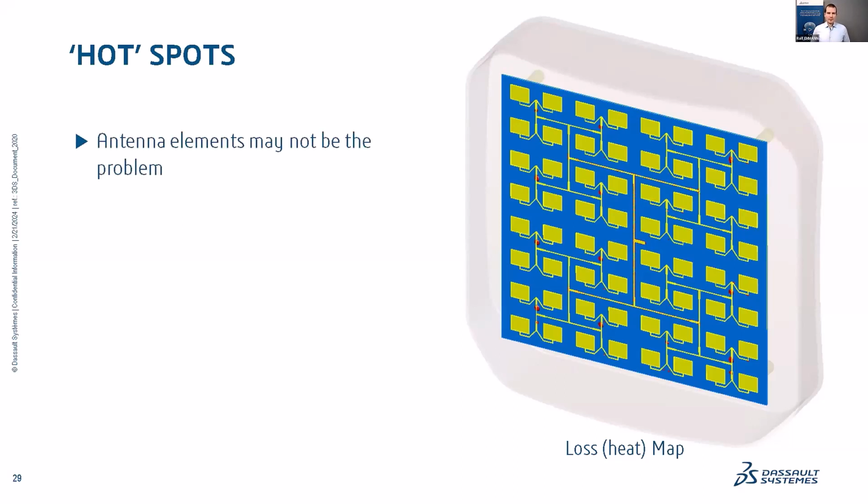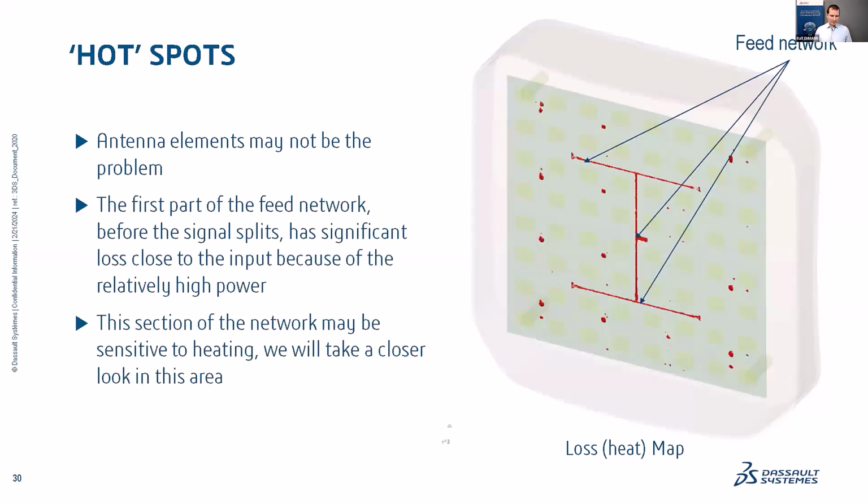And interestingly, the actual antenna elements are likely to be less of a problem here compared to the feed network, as we already discussed and can also see here right now. So this section of the network may be quite sensitive to heating, and it makes sense to take a closer look at this area: the feed network before the power is split up into the subarrays.